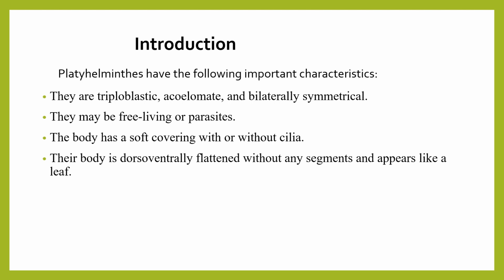The term platyhelminths was first proposed by Gegenbaur in 1859, and by definition platys means flat and helminths means worms, and these have the following important characteristics. They are triploblastic, acoelomate and bilaterally symmetrical worms. They may be free-living or parasites. The body has a soft covering with or without cilia. Their body is dorsoventrally flattened without any segments.